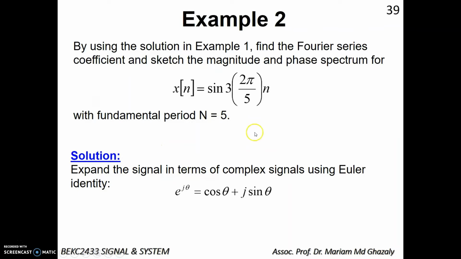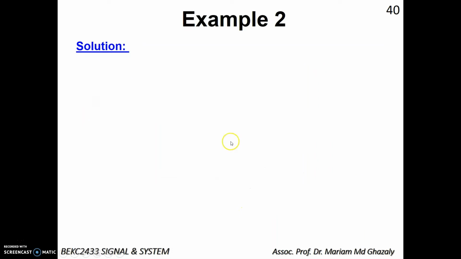So the solution to answer this is actually similar to example 1. So you need to expand the signal in terms of complex signals using the Euler identity, which is e^(j theta) equal to cos theta plus j sin theta. Right? So try to do that example. I gave you about 10 minutes. I mean, you can finish it within 5 minutes. Okay? Right. Start now.